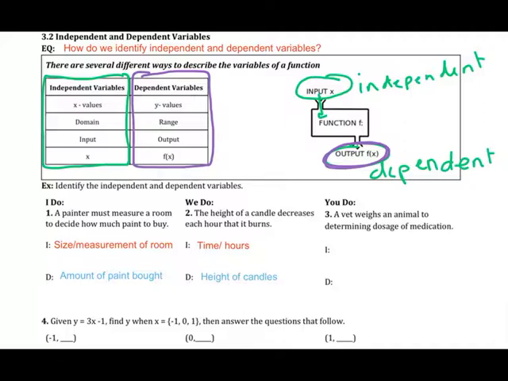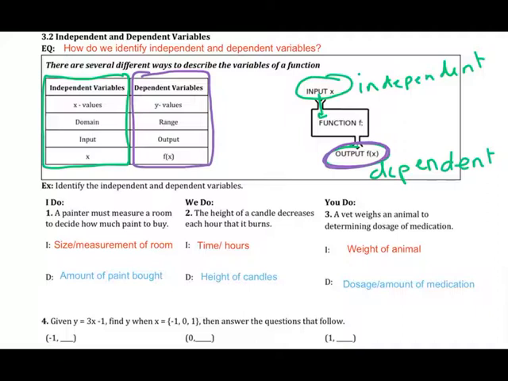Okay, a vet weighs an animal. The weight determines the dosage. So if a dog weighs more, it's going to get a higher dosage. If a dog weighs less, it's going to get a lower dosage. So the weight is our independent variable because it is determining the dosage, which is our dependent variable. So those are 3 examples that we just looked at.